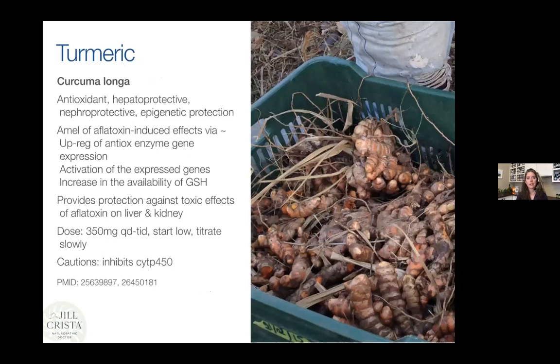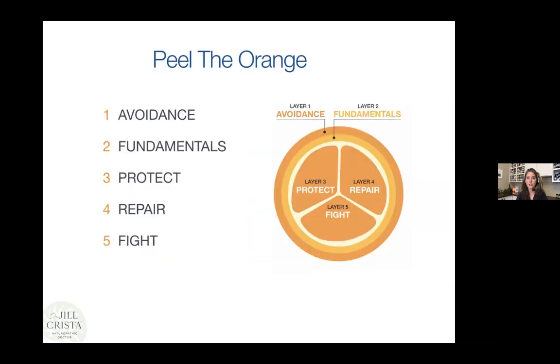Turmeric is another one that is a lovely detoxifier for mold. It's antioxidant, protective to the kidneys and the liver, and offers epigenetic protection. So we have milk thistle helping the genes, and turmeric is helping the expression of those genes because of the soup it's swimming in. This one can cause people to hurt, so I really start slow with turmeric and proceed carefully. It will increase the availability of glutathione, as will milk thistle. So the two of them are a nice way to boost glutathione without having to take glutathione. It also inhibits cytochrome P450, so check for dose adjustments.